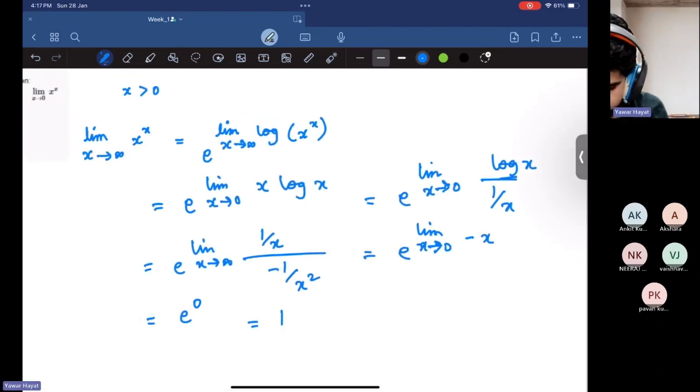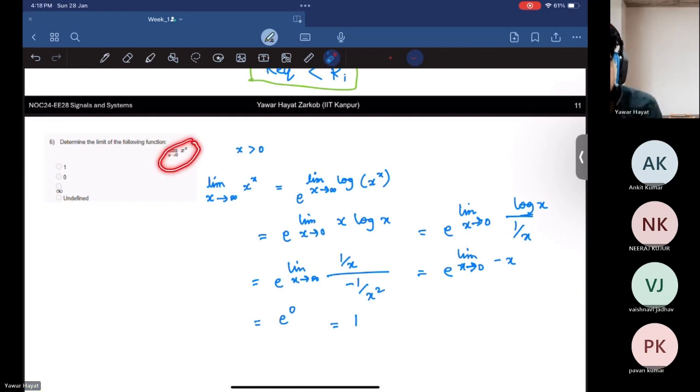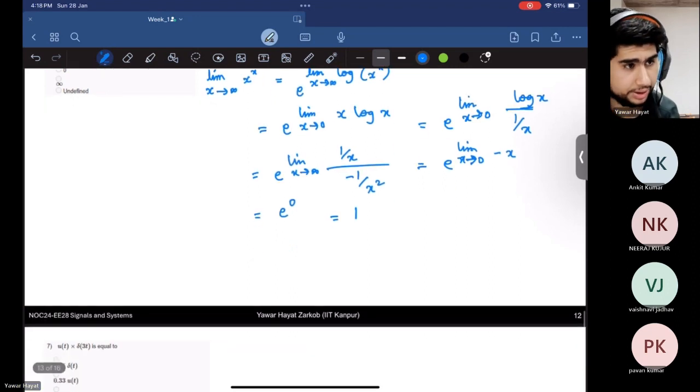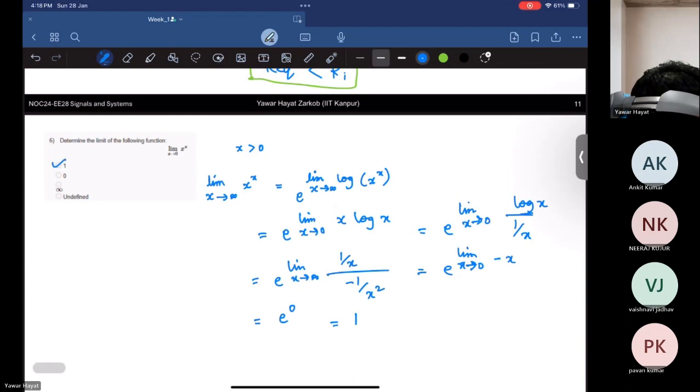Why I used substitution in this step and not in this step should be clear, right? In this step, it was in indeterminate form. And in this step, if I use a substitution, it's not in indeterminate form, right? That's why I can use the substitution in this step. Okay, let's move forward. So this option A is correct.